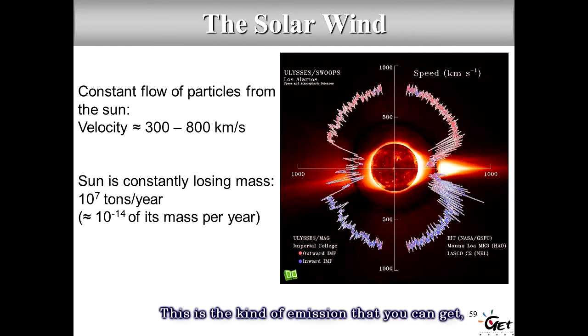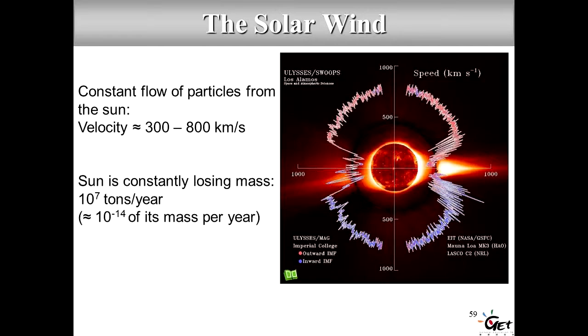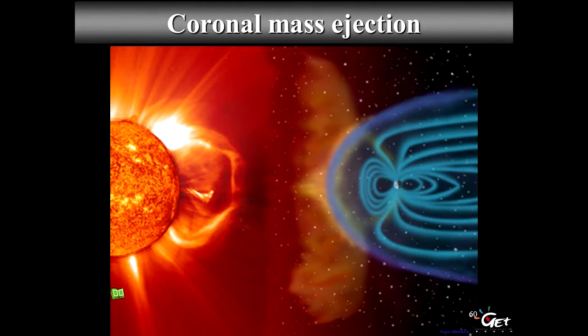So this is the kind of emission that you can get. This is the solar wind ejected here. But fortunately, I mentioned that Earth has a very strong magnetic field, and when you have those flares coming at high speed towards us, very hot and very fast, those flares are shielded by the magnetic field of Earth. And in the same way, because there is this constant flux, the magnetic field of Earth is distorted.